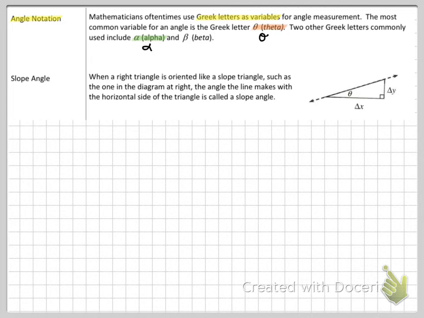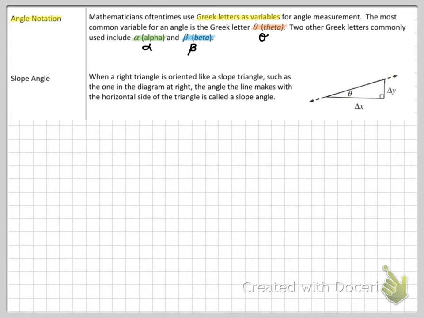Then if we take a look at the next one, this is beta. Beta, again, just Greek letters. What it looks like to me is a capital B with a tail on it. So that's one way to do it. Or you can slant your B sideways and then just put a little tail on it. So that's beta, just some letters.